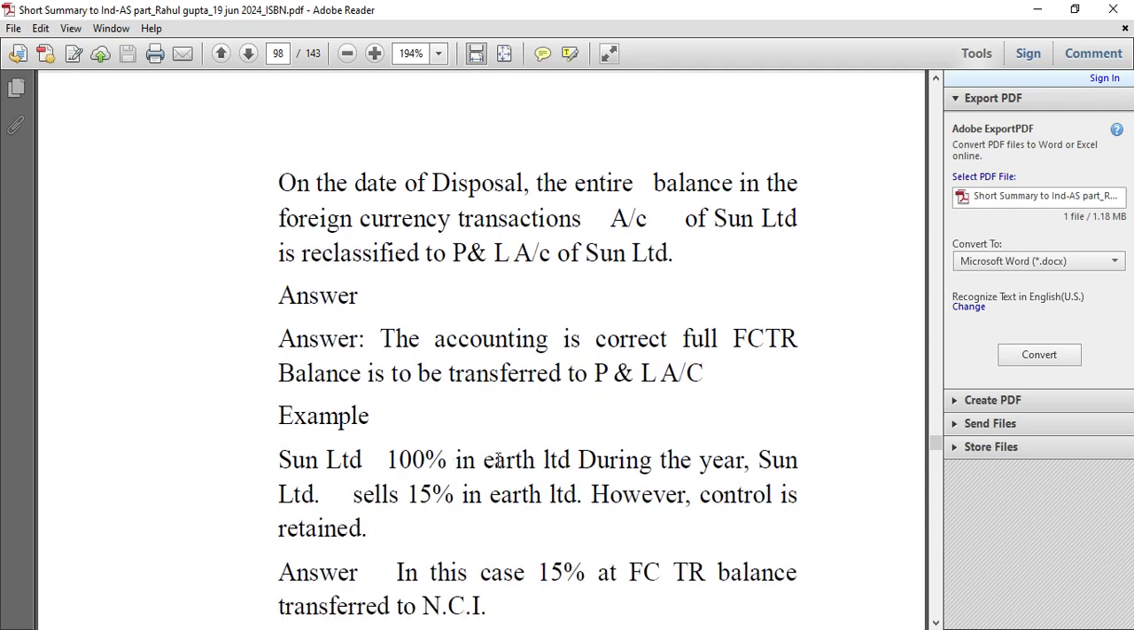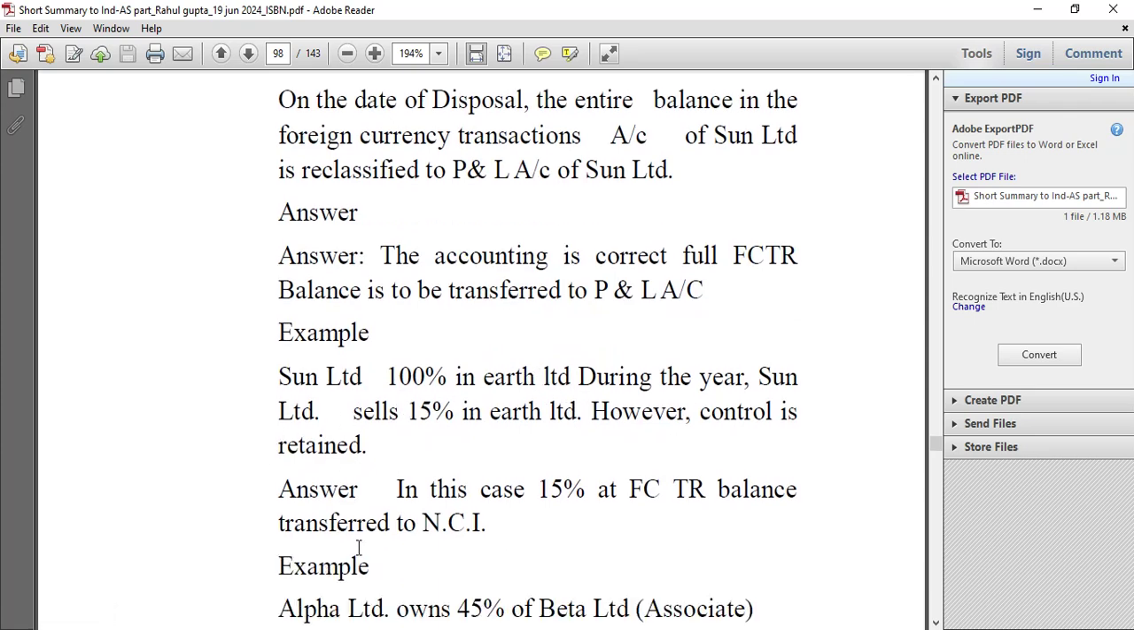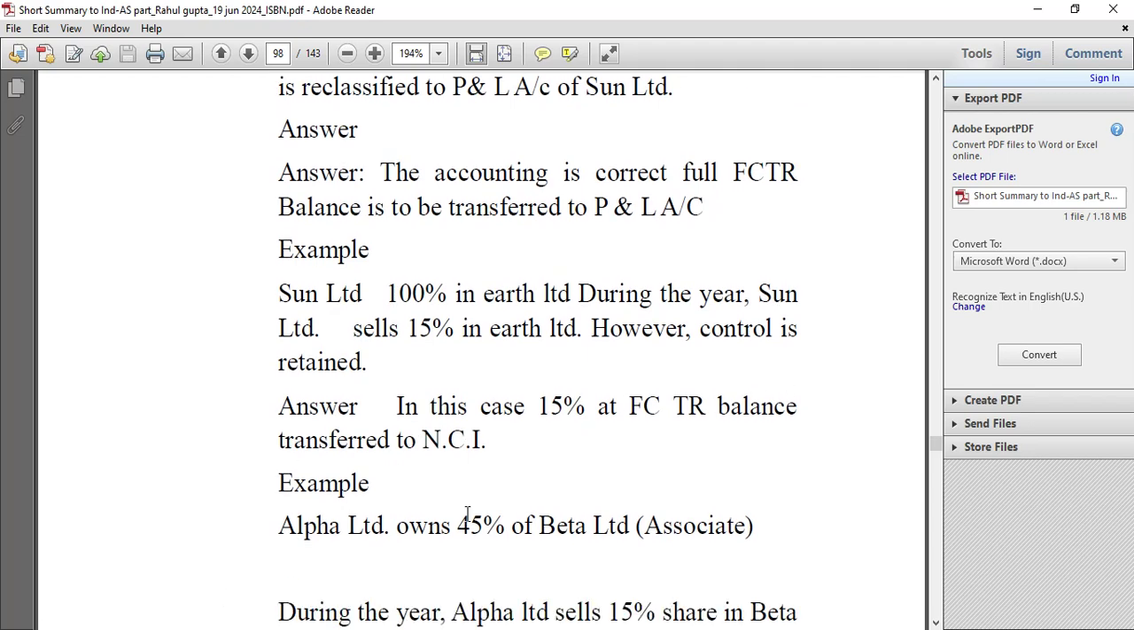Example: Sun Limited owns 100% in Earth Limited. During the year, Sun Limited sells 15% in Earth Limited. However, control is retained. In this case, 15% of the FCTR balance is transferred to NCI.